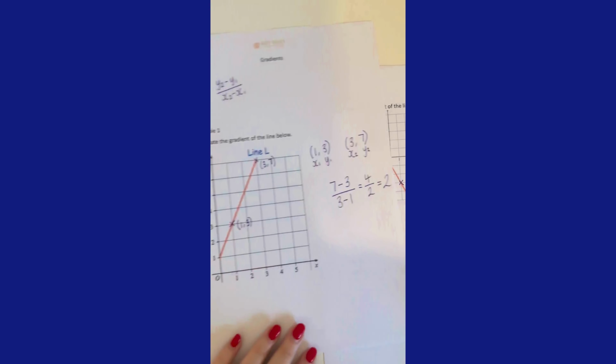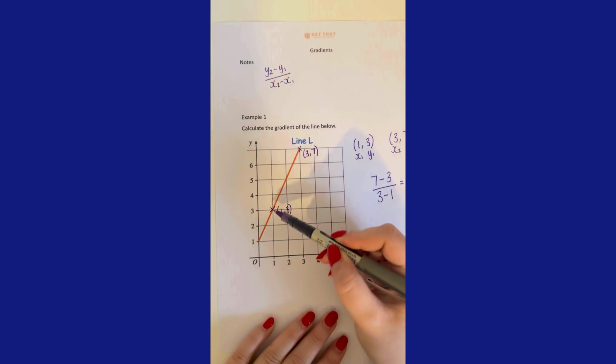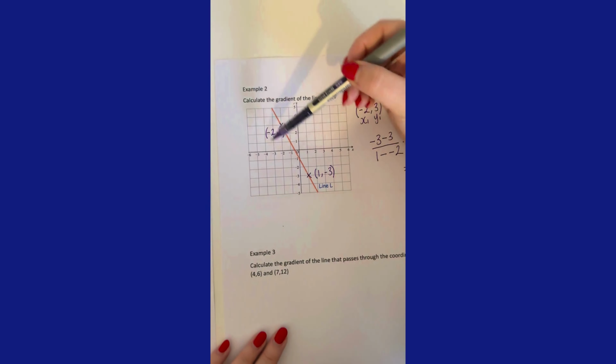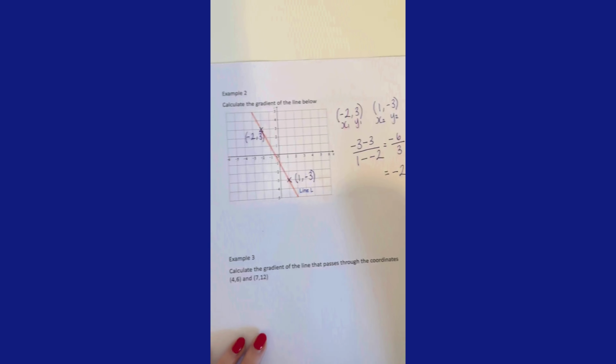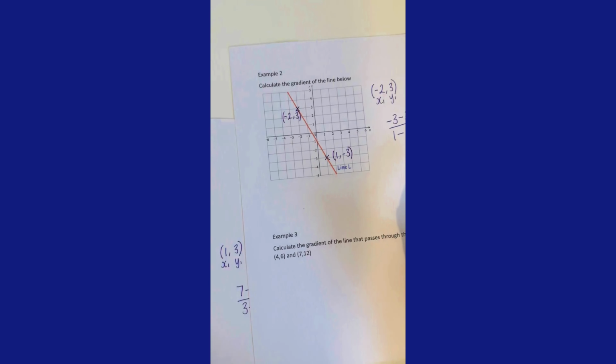Now if we have a look at both of these side by side, you'll see on this graph here, we had a gradient of 2 and we notice our line goes upwards. You'll notice this one, as the line goes down, we've got a negative gradient, okay? Okay, let's have a look at example number 3 then. Calculate the gradient of the line that passes through the coordinates (4, 6) and (7, 12).